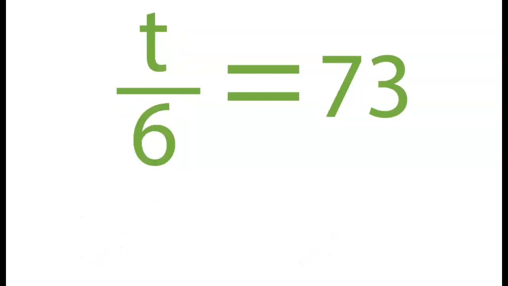Okay, next one, similar thing. T divided by 6 equals 73. How are we going to undo that division? You tell me, think of it in your head. And hopefully you got it right.